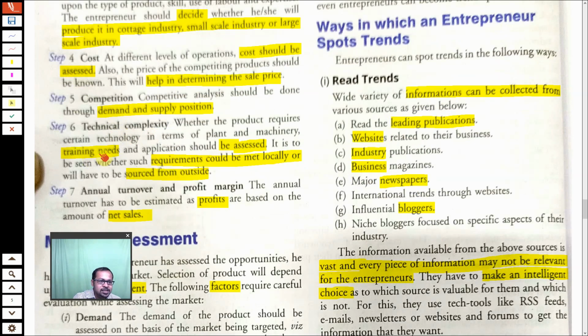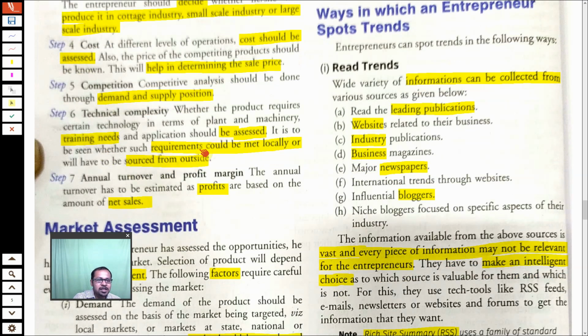So this technical training requirement also needs to be understood, and if there is such a requirement, then you should be clear whether those requirements should be met locally or whether you should outsource this work. If you remember, many mobile companies outsource the repairing work. There are many franchises that actually provide repairing services for them.